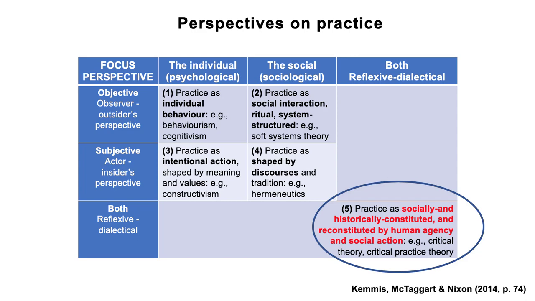The importance of this diagram is that perspective 5 sees practices as socially and historically constituted and reconstituted by human agency and social action. So these are the critical theories and the critical practice theories that we identified earlier. This aerial view, if you like, that takes in the reflexive and the dialectical, diffuses dichotomies between the individual and social and the objective and subjective, and views practices as being related and mutually constituted. From this perspective, then, as we've said, they are socially and historically constituted and reconstituted through human agency and social action.